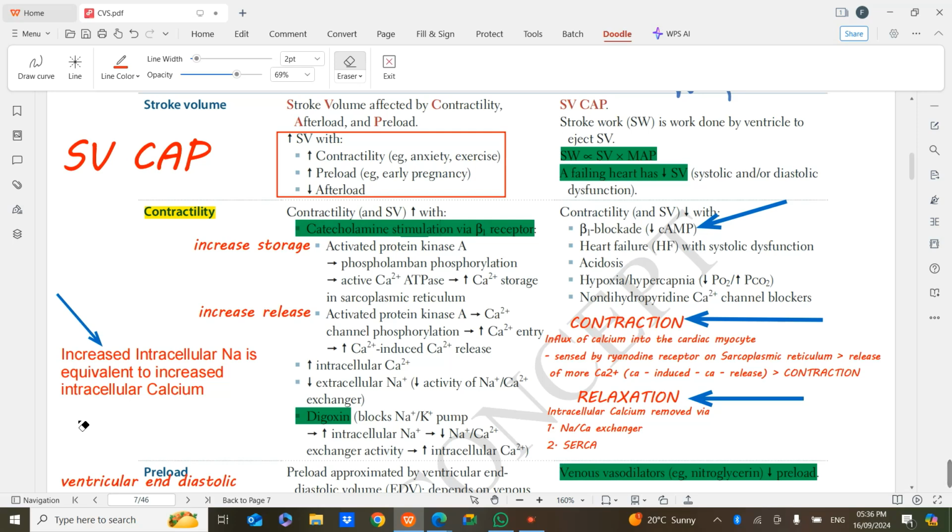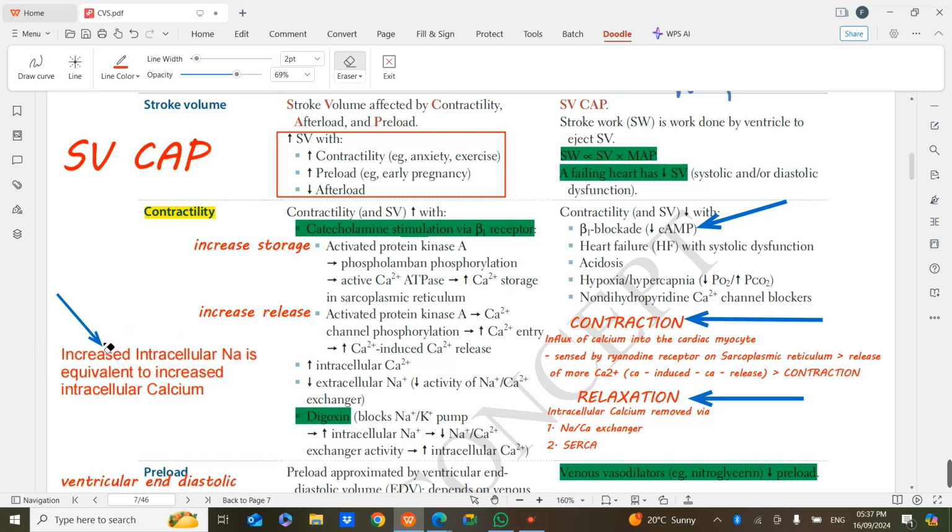So how am I going to apply this? They will just give you a scenario where there is increase in sodium within the cardiac myocytes. Then ask you, what do you think the patient will have? There will be increased contractility. It's a statement, like you just want to put it at the back of your mind. Increase in intracellular sodium is equivalent to increase in intracellular calcium.